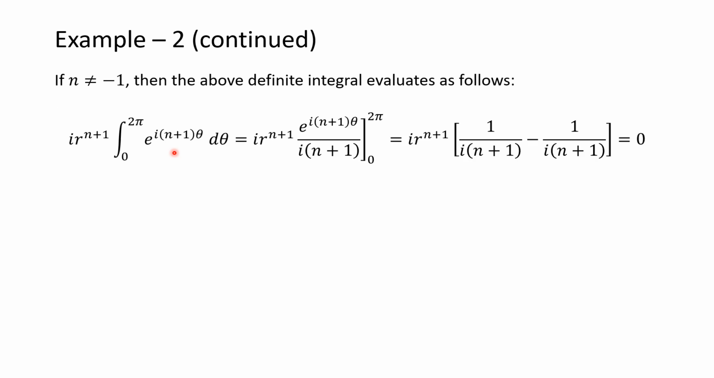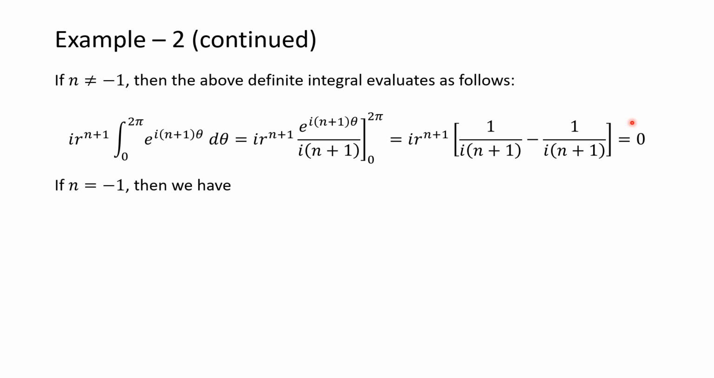Okay, let's complete our problem. When n does not equal minus 1, the antiderivative of this is e to the i n plus 1 theta divided by i times n plus 1. We evaluate from 0 to 2 pi. When you plug in 2 pi, you get e to the n plus 1 times 2 pi, which is 1, divided by i times n plus 1. And then when you plug in 0, you get e to the 0, which again is 1. So these terms cancel and you just get 0.